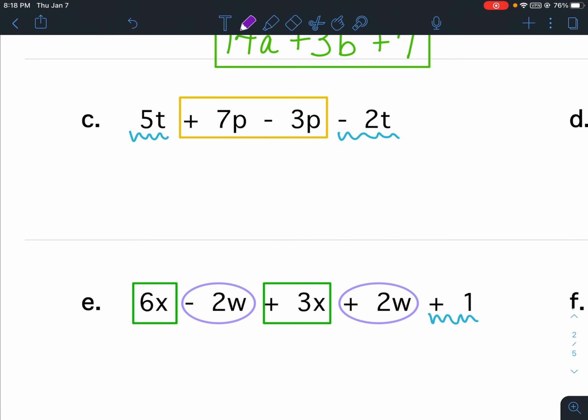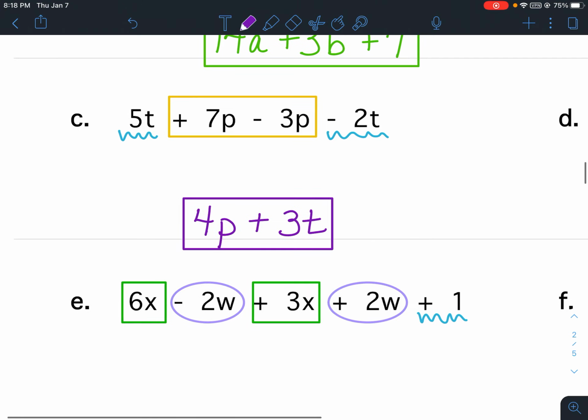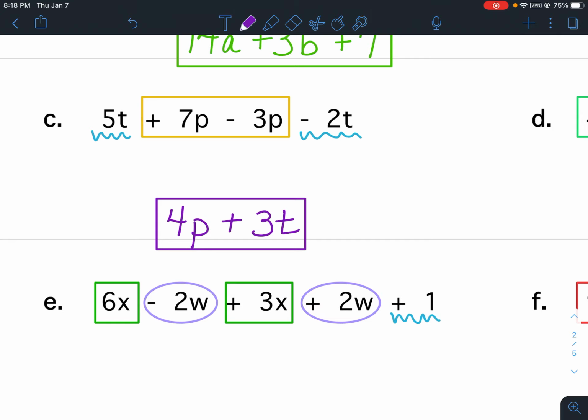For C, I boxed the P terms and underlined the T terms. Now, a lot of times people want to put the T terms first. Remember, we're going to put this in alphabetical order. Alphabetical order, the P's would come first. So 7P minus 3P, 7 minus 3, would give me 4P. And then 5T minus 2T would give me positive 3T. So I would put plus 3T. Make sure your answer matches mine.